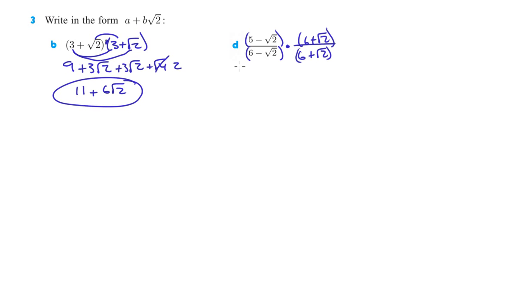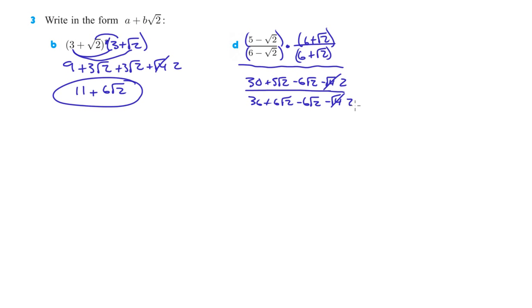Okay, so got to FOIL out both the top and the bottom. So 5 times 6 is 30. 5 times root 2 is 5 root 2. Negative root 2 times 6 is negative 6 root 2. And then negative root 2 times positive root 2 is negative root 4, which we know is just 2. Okay, that's the numerator. Denominator, 6 times 6 is 36. 6 times root 2 is 6 root 2. Negative root 2 times 6 is negative 6 root 2. And negative root 2 times positive root 2 is negative root 4, which we know is actually just negative 2.